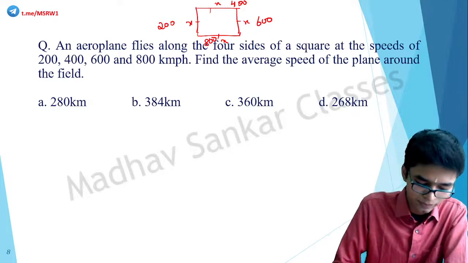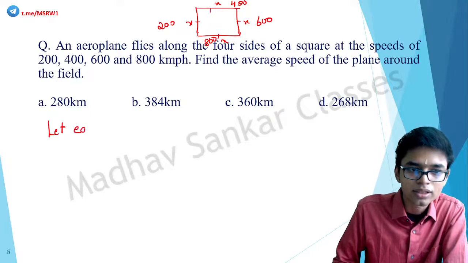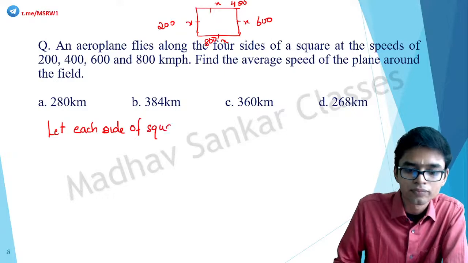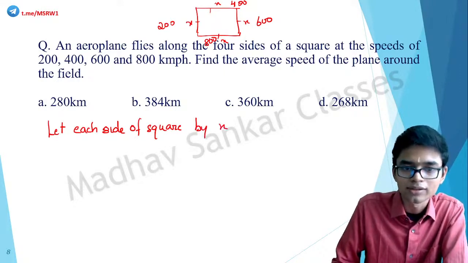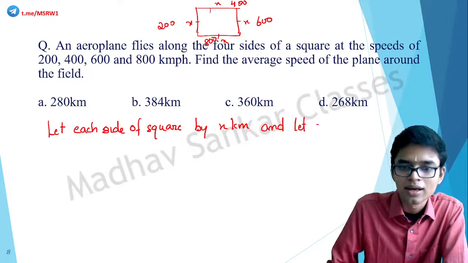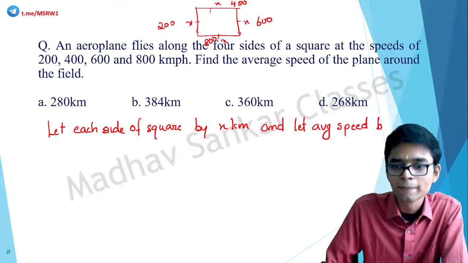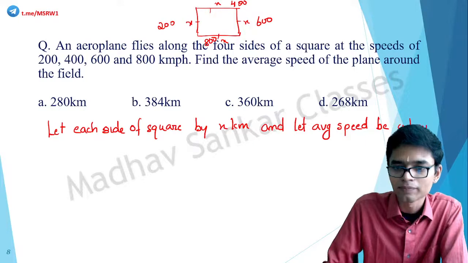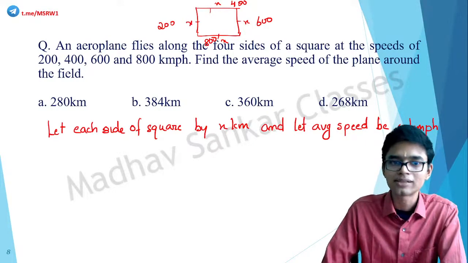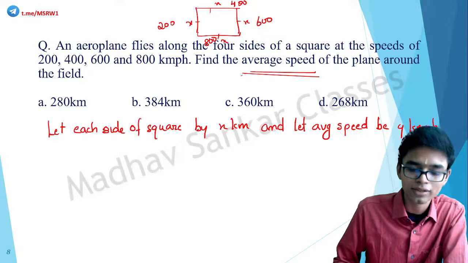How do we find this? Let each side of the square be x kilometers. Okay. And let average speed of the plane be y kilometers per hour. Okay. x is the distance and y is the average speed. That is what we have to find. We have to find the value for y. So how do we find this?